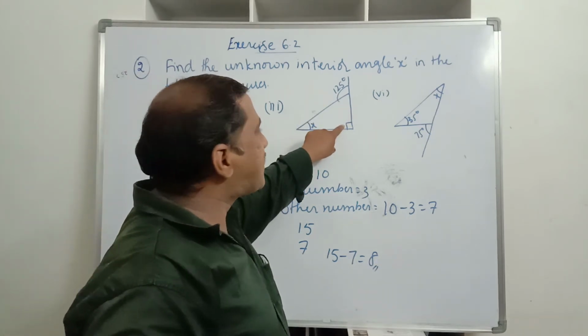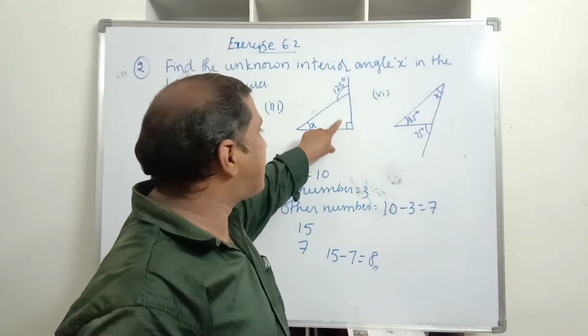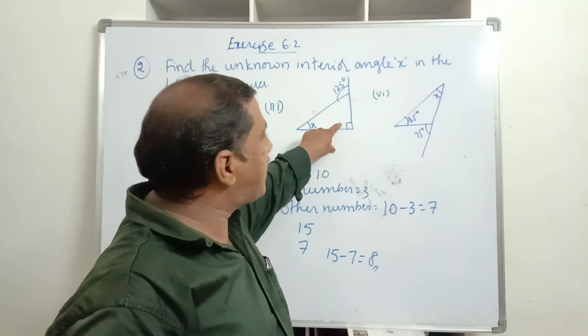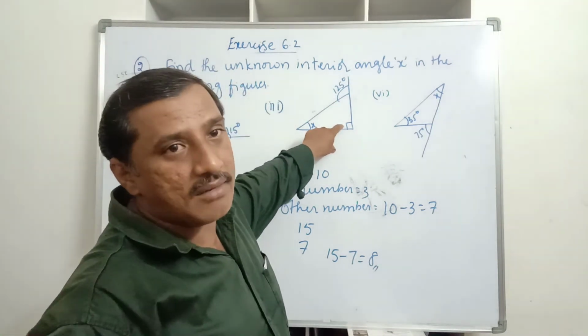And here 125 is equal to 90 plus x. What does this sign represent? This sign represents a right angle, that is 90 degrees. It is not given, but it means 90 degrees. Always, if you find this symbol, it is 90 degrees. That is a right angle, perpendicular.